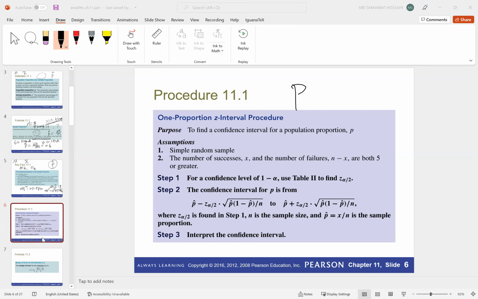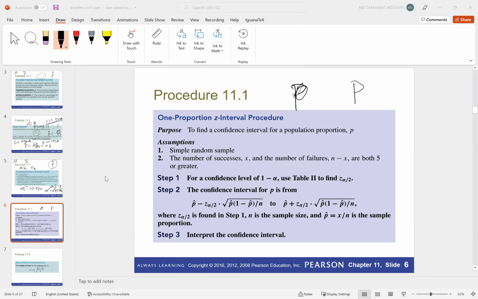Okay, so in case of making inference about a population mean, we discussed the one mean Z interval procedure. And here, since we are talking about the proportion, we'll discuss the one proportion Z interval procedure and the one proportion Z test. The purpose is to construct a confidence interval for the population proportion P. To do that, we need some assumptions, and the first assumption is a simple random sample.